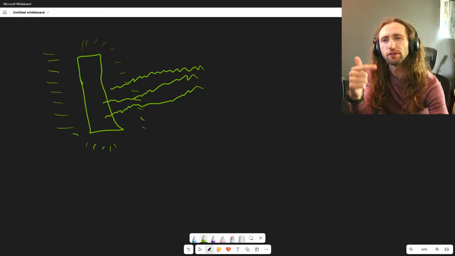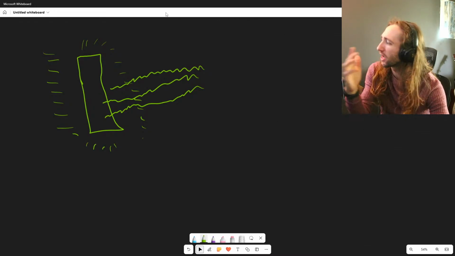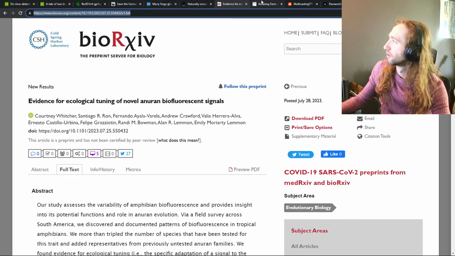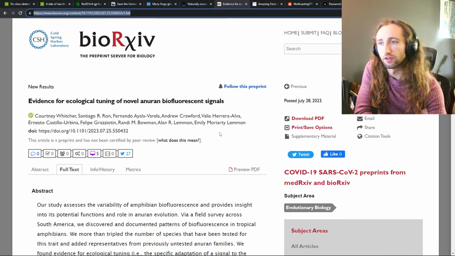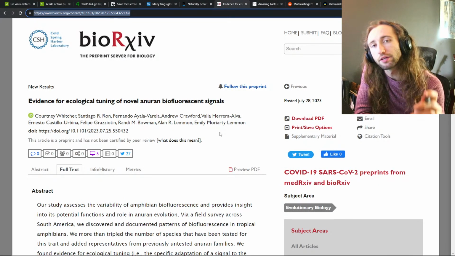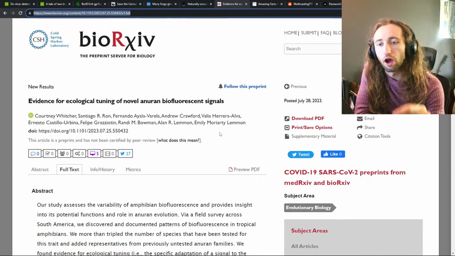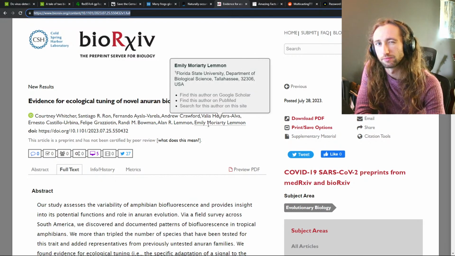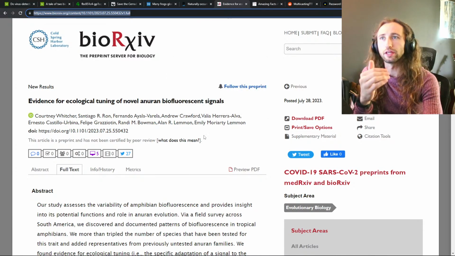So then what is this new article doing? We said there was a brand new article looking at fluorescence. They did a concept looking for ecological tuning and trying to see if these biofluorescent signals are actually adaptive or not. But how do you do that? How do you detect if something is adaptive?